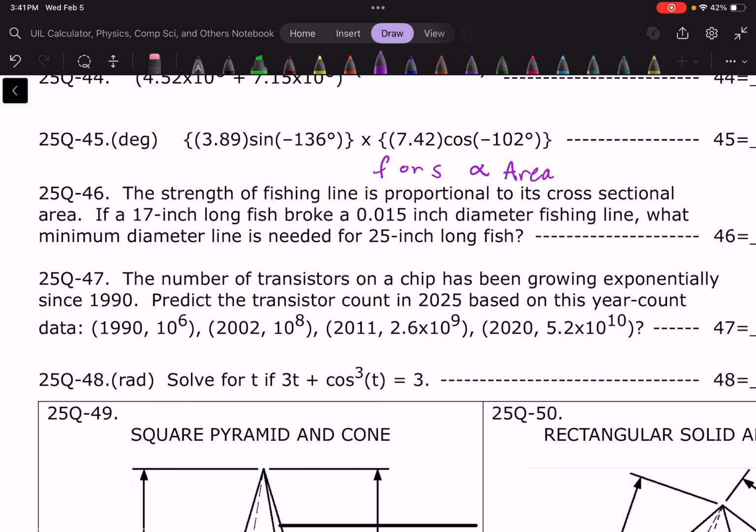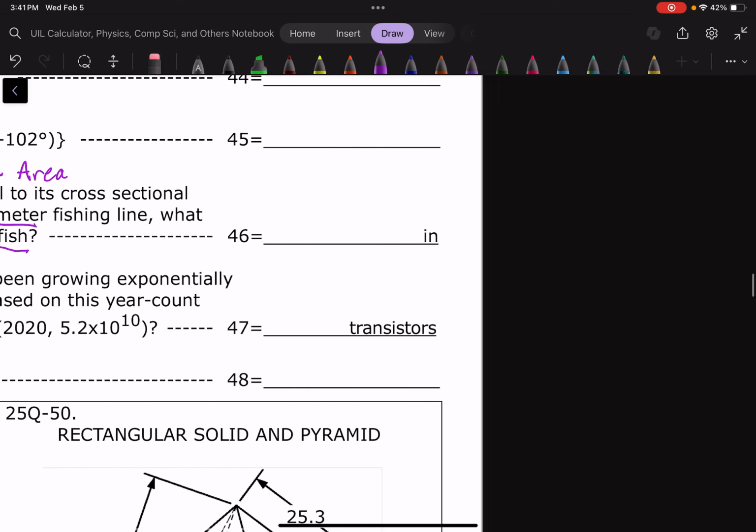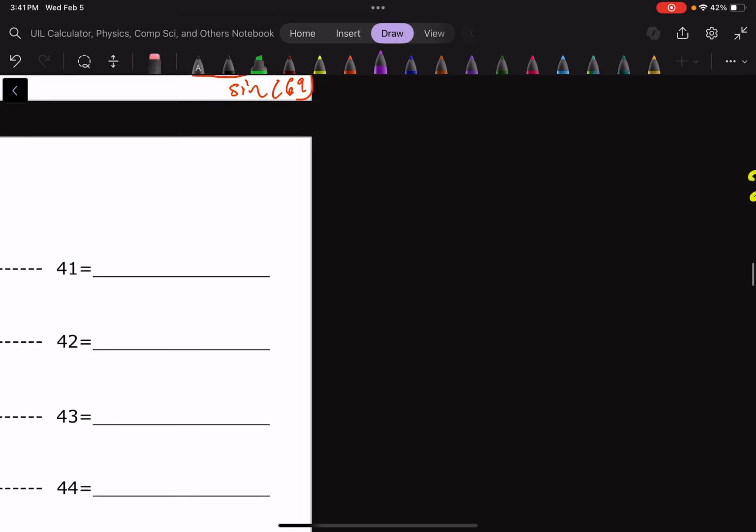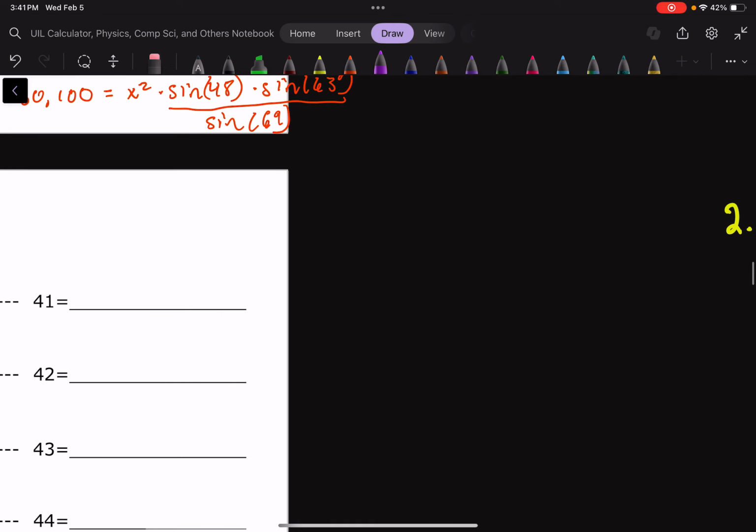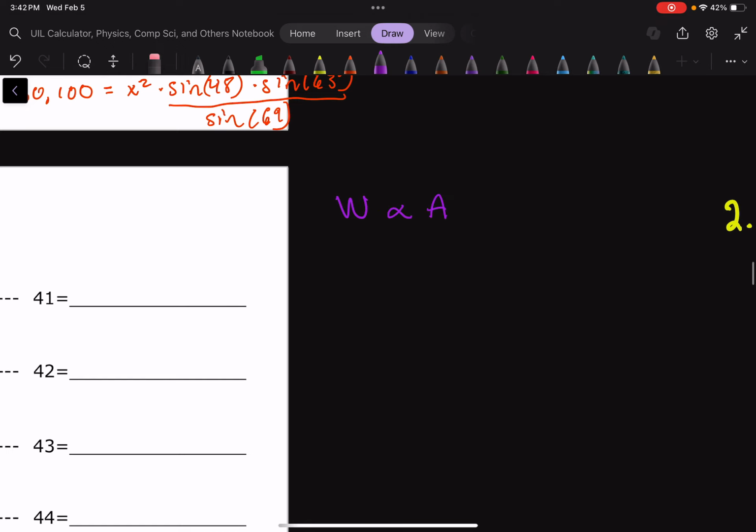Okay, so they say a 17-inch long fish broke a fishing line that is 0.015 inches in diameter, and they want us to find out how much of a diameter we are going to need in our second line if we're trying to catch a 25-inch fish. Well, again, strength of this is the amount of force the string can take. So what they're telling us is that the weight is proportional to the area. Well, what is the weight? Well, that's the weight of the fish.